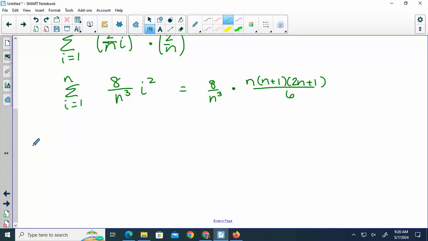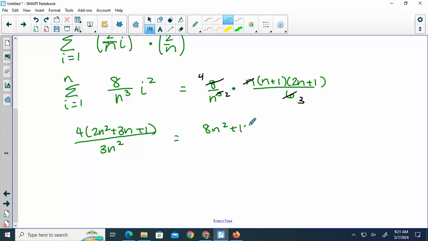All right, now we have to try to clean this up as much as we can. So we're looking for things that reduce. 8 over 6 you could reduce to 4 over 3. We could cancel one of those n's right away. So then if we multiply out what's left, we have 4 times 2n squared plus 3n plus 1 over 3n squared. And that would be 8n squared plus 12n plus 4 over 3n squared.